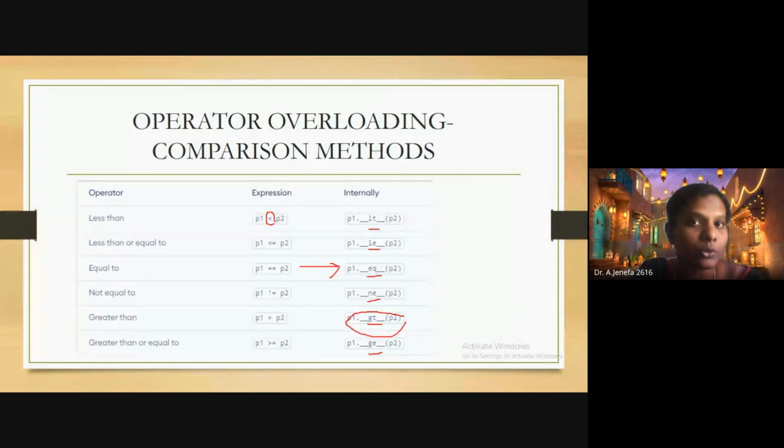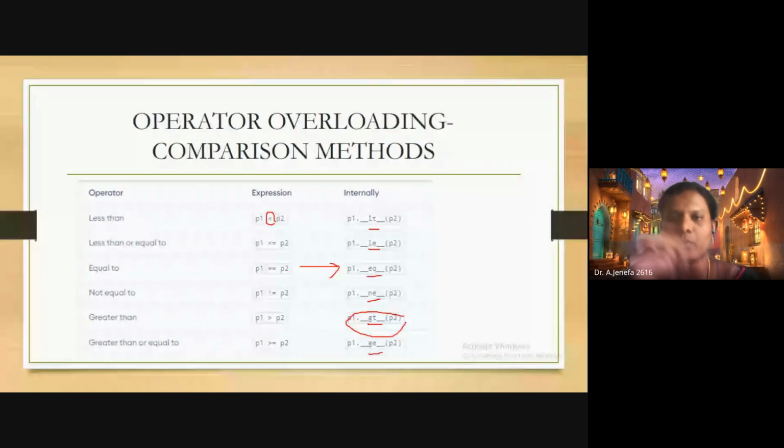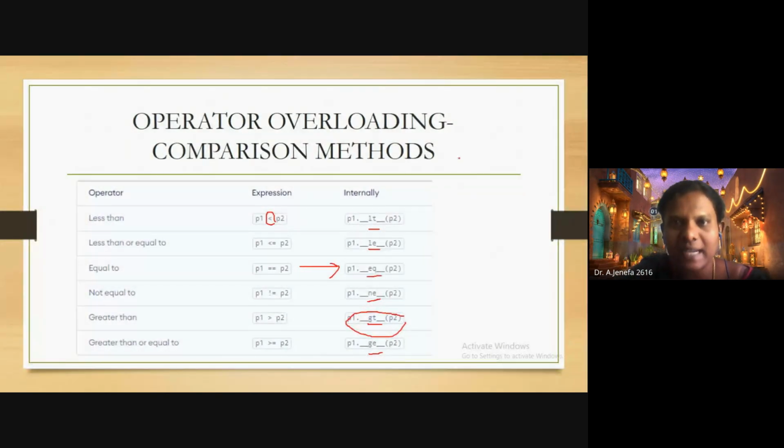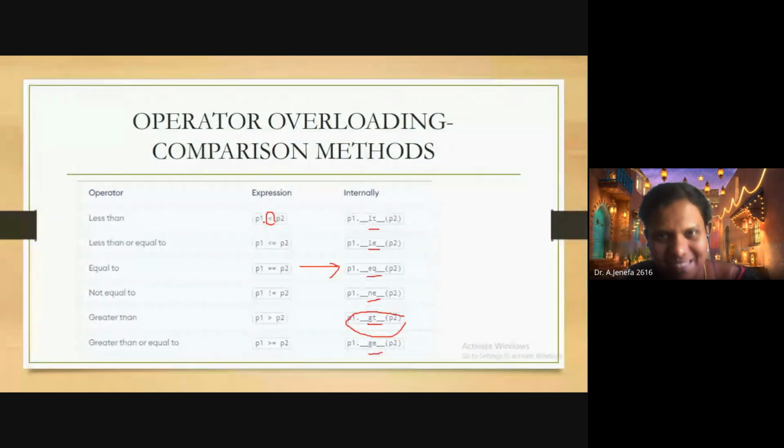P1 and P2 are not normal variables; they are objects. Here we have P1 less than P2. Whenever the compiler or the interpreter sees this less than symbol, it will call this LT function and move on to execute it. The LT is a predefined, special function, or we can say constructor.